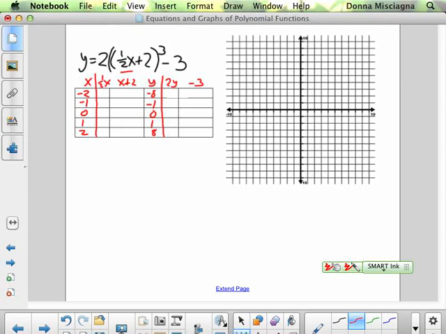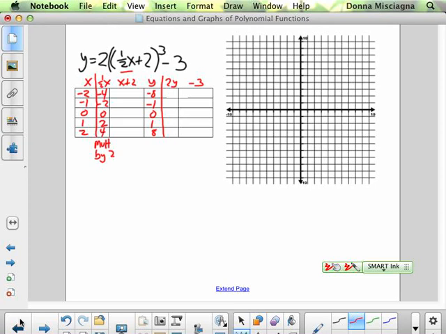All right, so now to our x's, since it's 1/2 x, we multiply by the reciprocal. The reciprocal would be 2. So we're going to multiply by 2. So -2 becomes -4. -1 becomes -2. 0 becomes the same thing. 1 times 2 is 2, and 2 times 2 is 4.